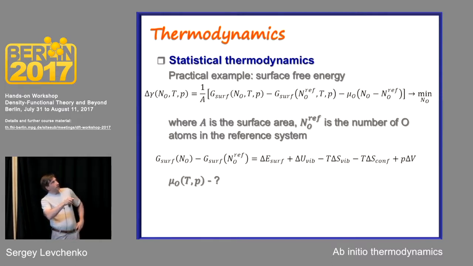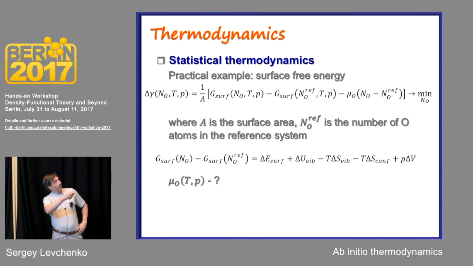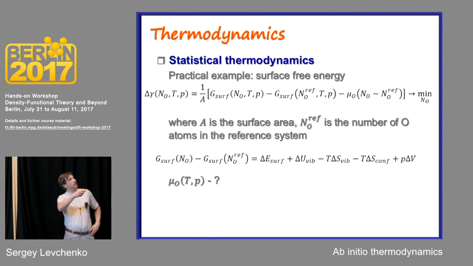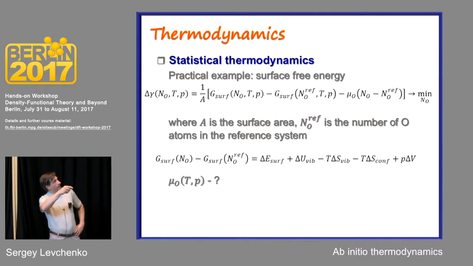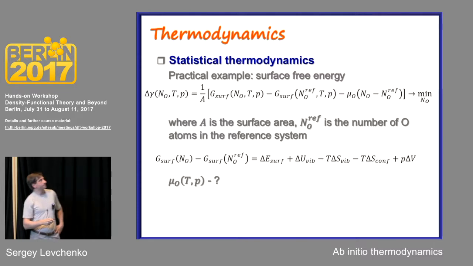Here I consider a reference state, which actually is completely arbitrary. If we start from a clean metal surface, then this clean metal surface can be a reference state, where N_O_ref is the number of oxygen atoms in that state, which in the clean metal surface would be 0 here, and this would be 0. And we calculate the surface free energy per unit area. And so the structure and composition that the surface will have at a given temperature and pressure will be the one that minimizes this surface free energy.